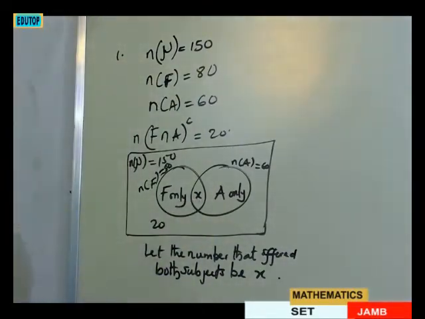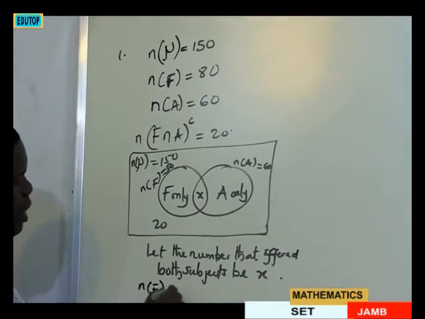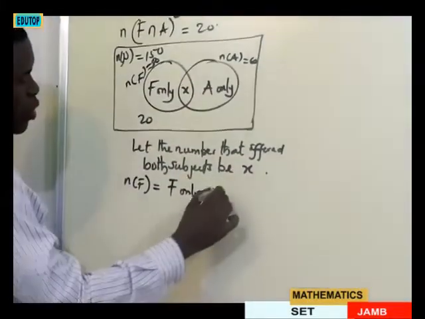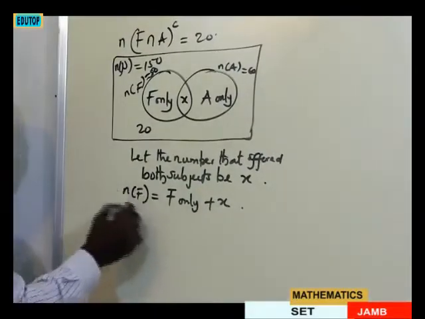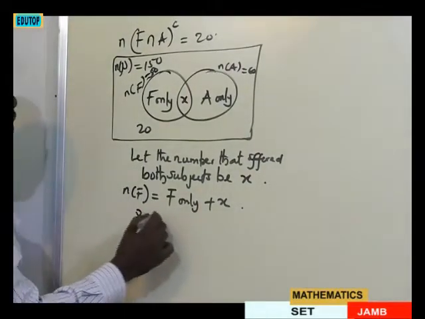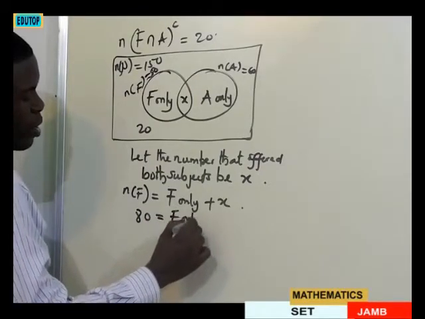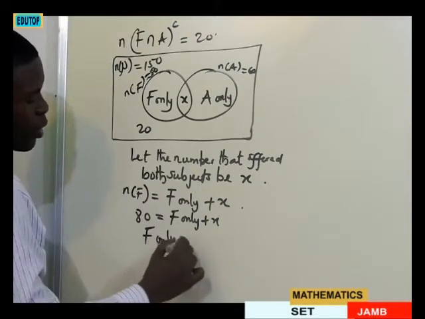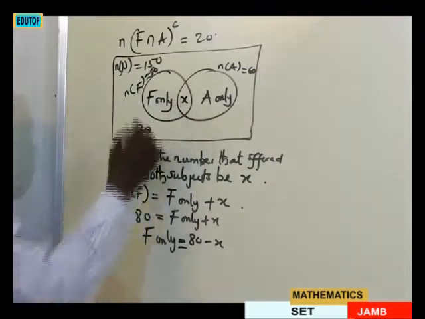So the first thing we write here is that the number of French will definitely be equal to French only plus both subjects. Take note of that. And what is the number of French? 80 equals French only plus X. So French only will definitely be what? 80 minus X. So what you have here is 80 minus X.